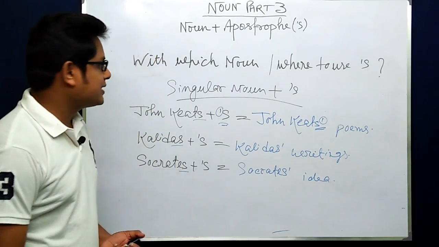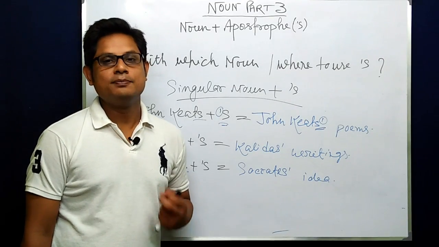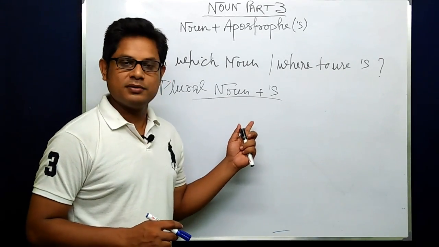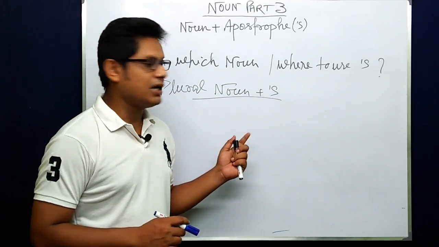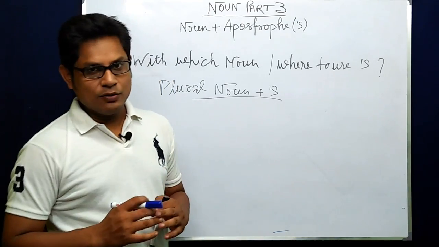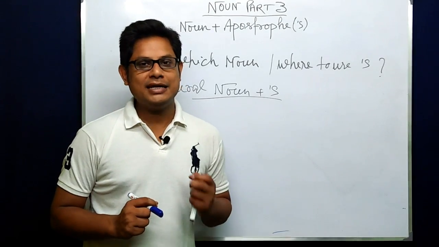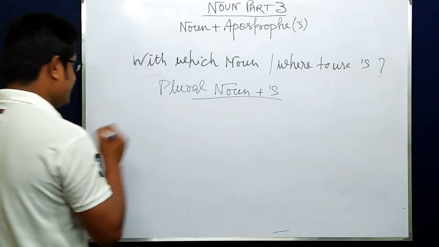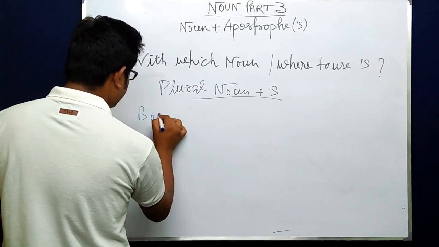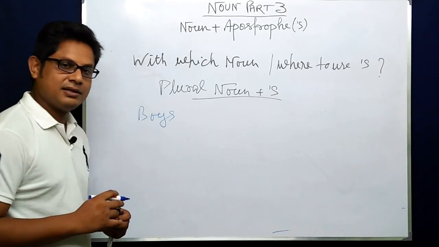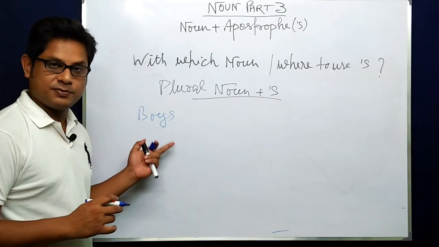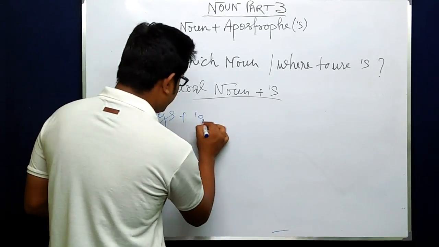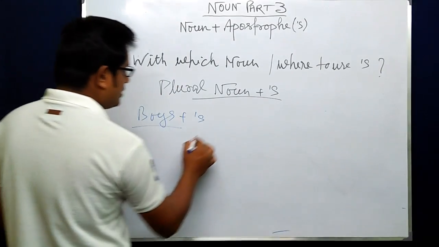Okay? So let's see how to use apostrophe s with any plural noun. Now look at this. If you have any plural noun plus apostrophe s, then you have to see how to use them. See, we basically know in plural form we add s or es to a noun to make it plural, right? So if I write boys, now boy plus s, it becomes plural. It's very easy, boys. Now if you have to use apostrophe s with that noun, then how to use them?